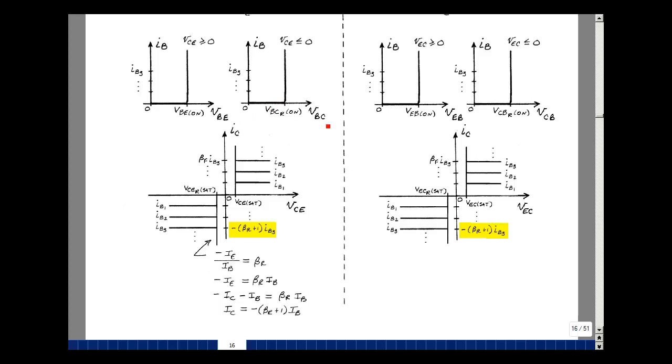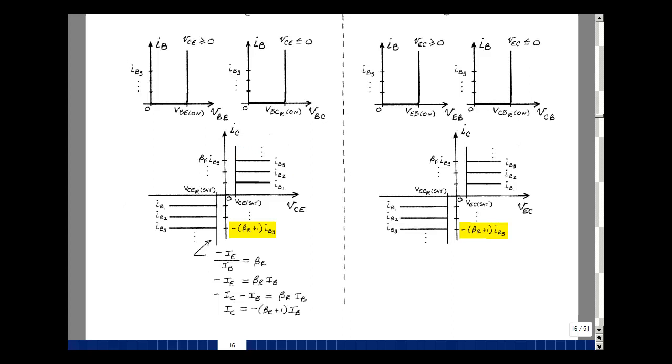Well, the base-collector voltage is less than or equal to this turn-on voltage, V sub BCR on. The current is equal to 0. Along here, the current is also equal to 0, and the voltage is less than or equal to 0. With these three models, we've covered all of the parts of these curves in this third quadrant, just like we did in the lecture 3 notes for this part of it.